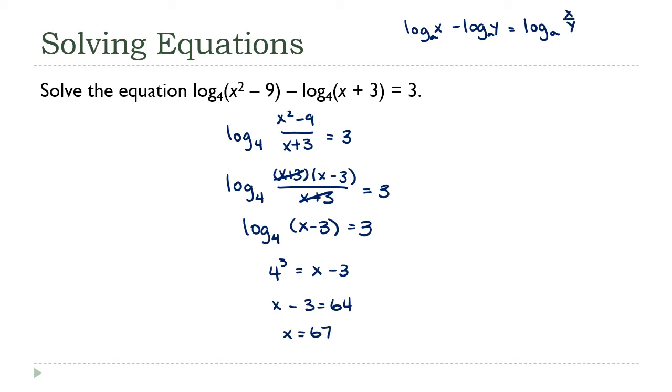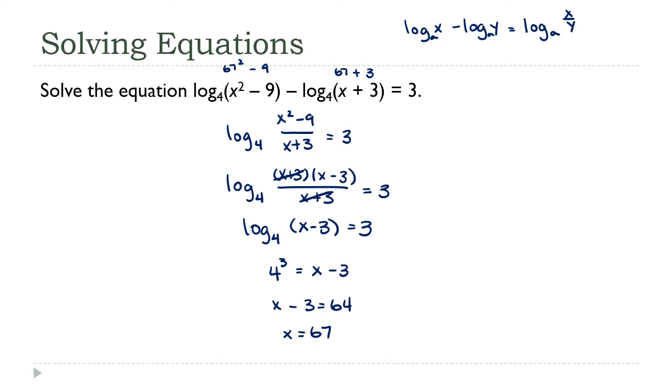If we jump back up here, if I put 67 in here, 67 plus 3 is 70. That's positive. If I come over here, 67 squared minus 9. I don't know what 67 squared is off the top of my head, but what I do know is that it's a whole lot bigger than 9. Which means that when I subtract 9 from it, the result is still positive. And that's really the point that I care about. So x equals 67 is a valid answer here.